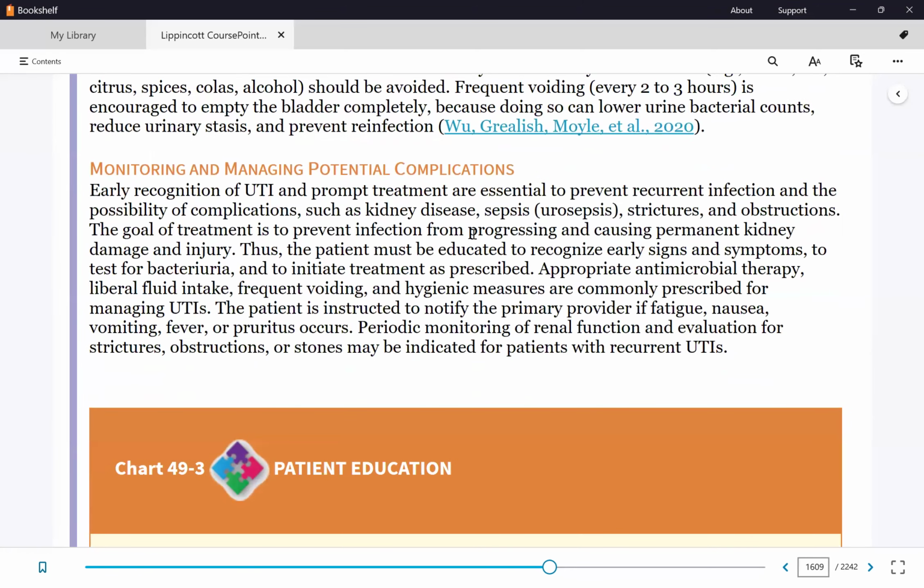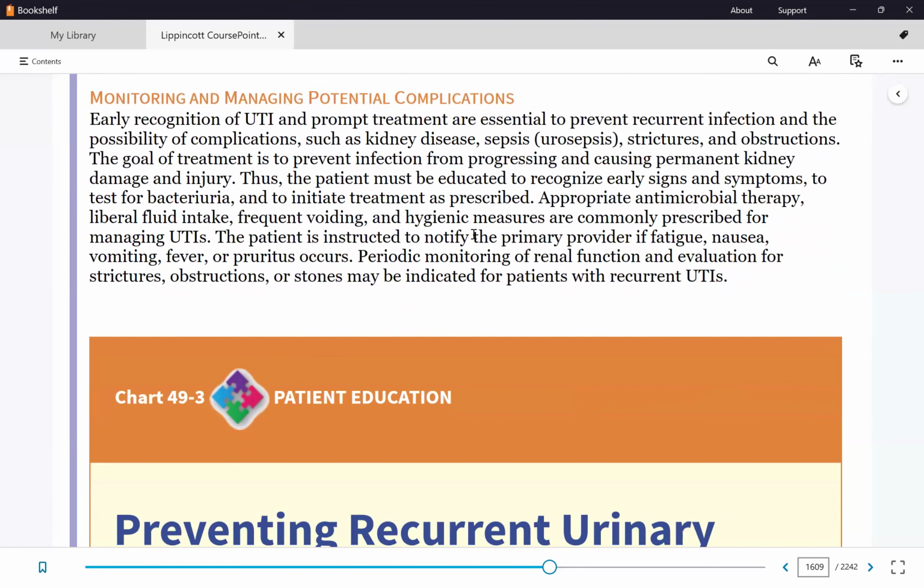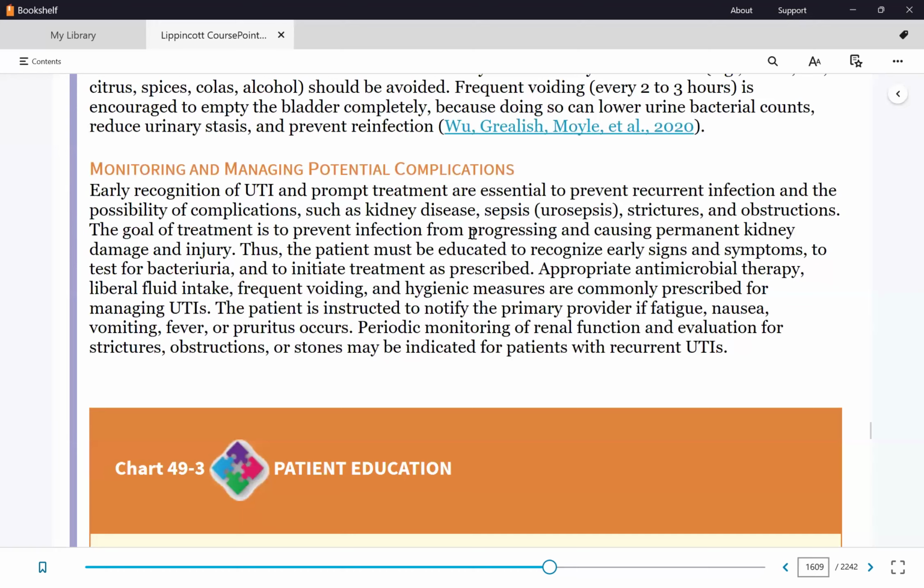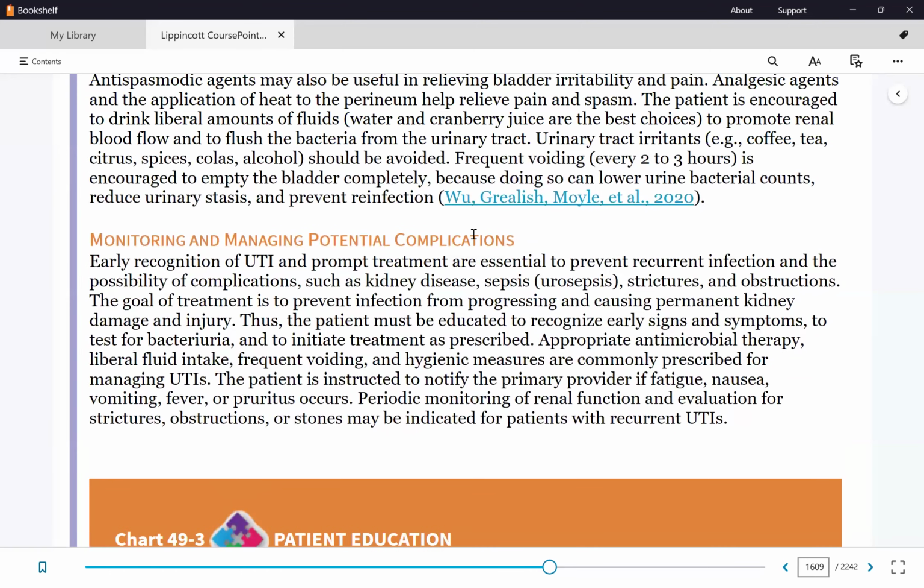And then, of course, to prevent complications, they should do what with the antibiotics? Complete the course, not just stop when they get better. It doesn't say it here though. He's advocating it, and that's an option, but it doesn't really say here. So you can include that if you want to, but technically no.